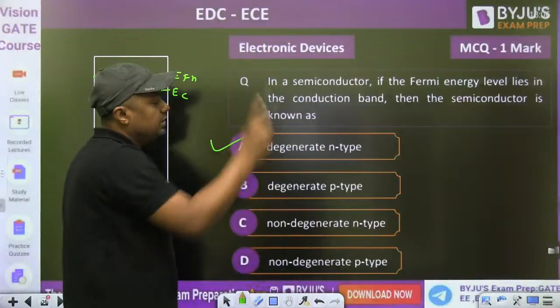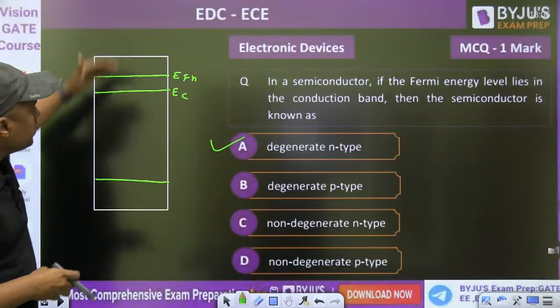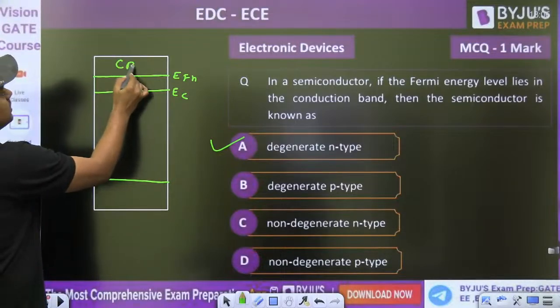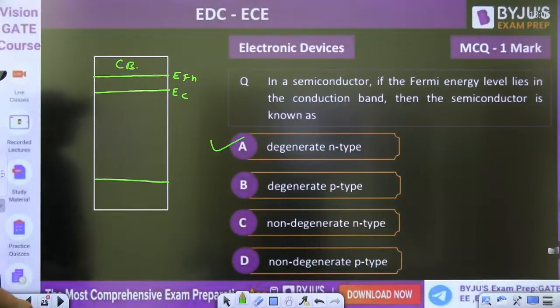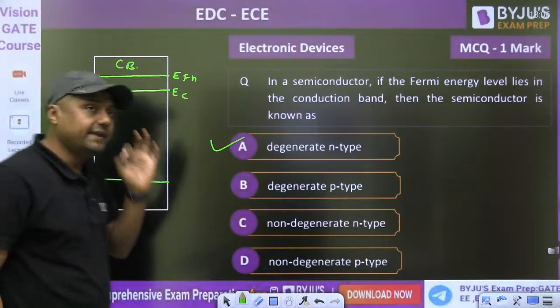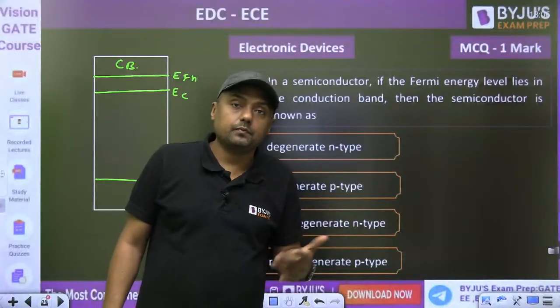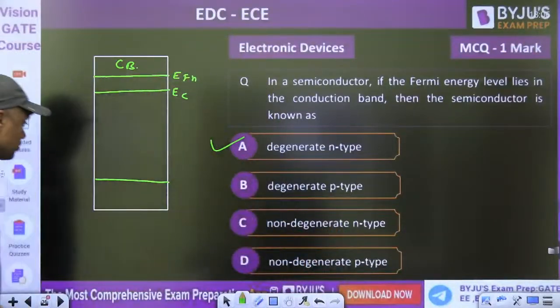Tunnel diode. In a tunnel diode, we have very, very high doping. So the Fermi level will enter into the conduction band. The answer is A for this question. Fermi level lies in the conduction band, and that's why it is N type. If it lies in the valence band, then it will become P type, right? So this is the first question.